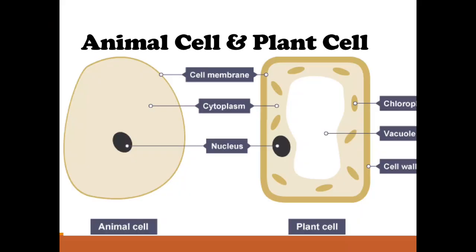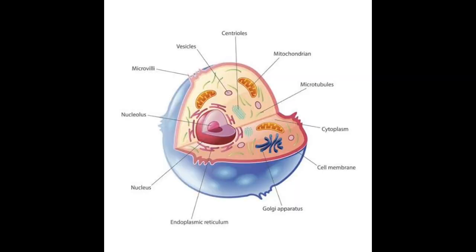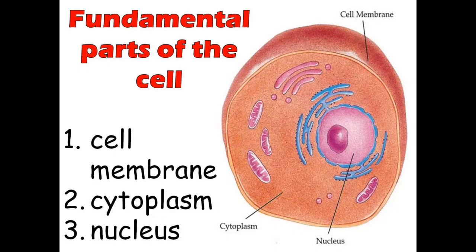Animal cell is a small mass of protoplasm, externally limited by a cell membrane and containing a roughly spherical nucleus enclosed in its envelope. Plant cells form the basic unit of life in organisms of the plantae kingdom and are classified as eukaryotic cells, meaning their nucleus is within a nuclear envelope. There are three fundamental parts of the cell.